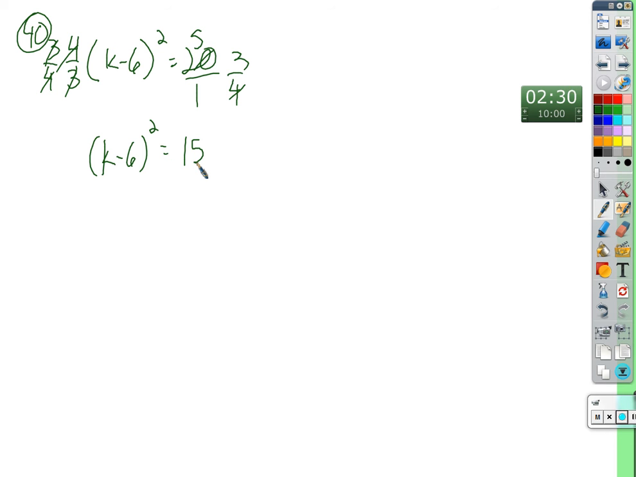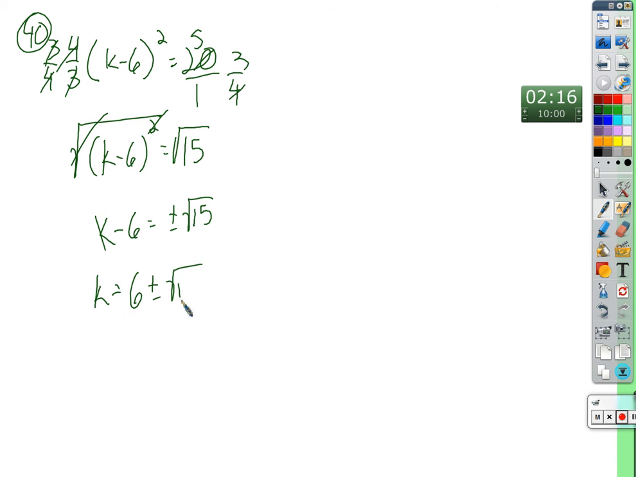Exactly like the problem we just got done with. Take the square root, cancel out the square, square root of this side, k minus 6 equals plus or minus the square root of 15, k equals 6 plus or minus the square root of 15. Just added 6 to both sides. And then if you want to find the decimal for each of these, that'll be fine.